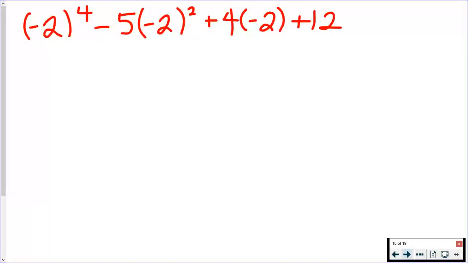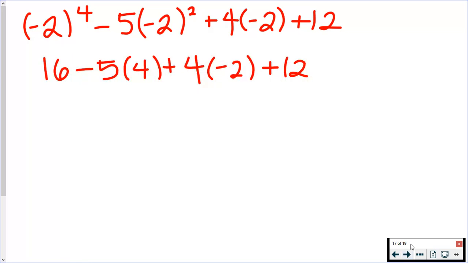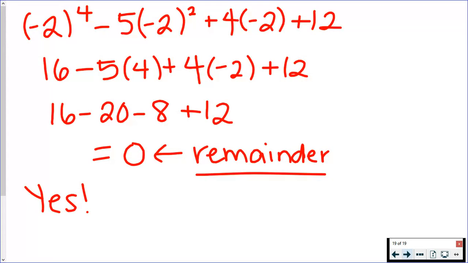So right here, I've replaced all of my x's with -2. Your first step in the order of operations would be to simplify the exponents. -2 to the fourth power is +16. -2 squared is +4. Now that I've got rid of my exponents, I can multiply. -5 times 4 is -20. 4 times -2 is -8. And now I just combine these numbers, add and subtract. And I should get the same remainder that I just got with synthetic division.